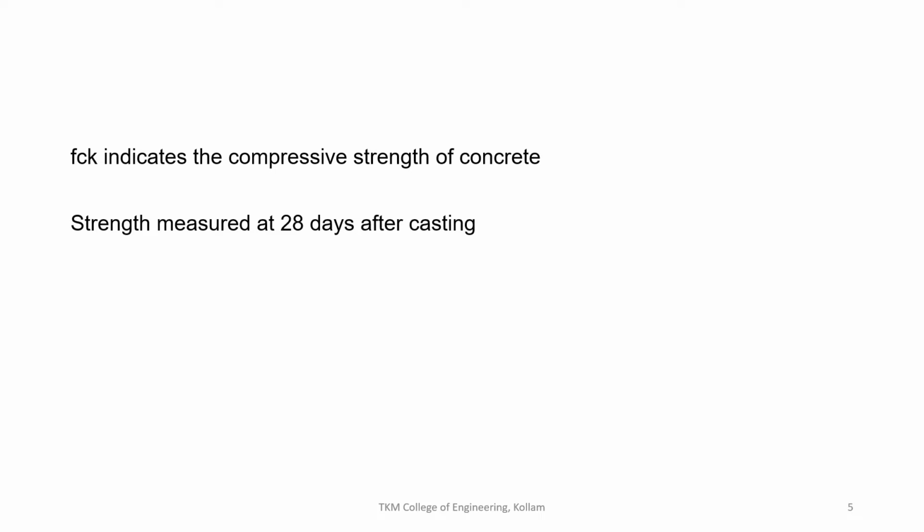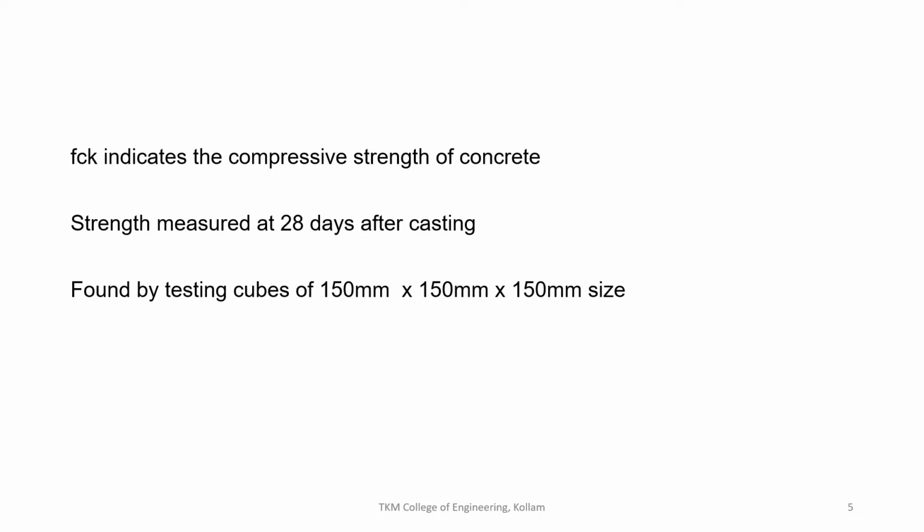Now summarizing this characteristic strength, I could say fck indicates the compressive strength of concrete. It is a strength measured at 28 days after casting, found by testing cubes of 150 mm by 150 mm by 150 mm in size. The strength of the cubes may or may not be the same, because it depends on the amount of compaction and the amount of material being used. It's a manual process, so the strength of the concrete may not be the same.